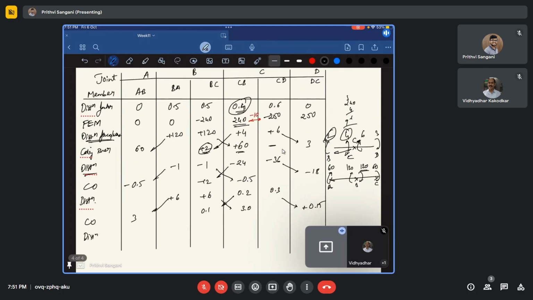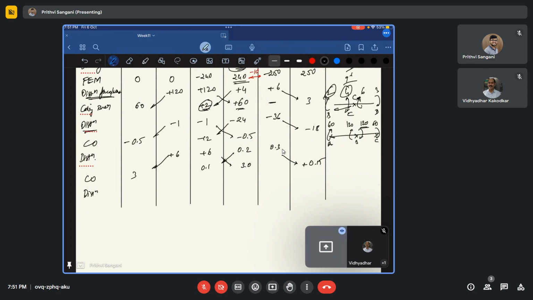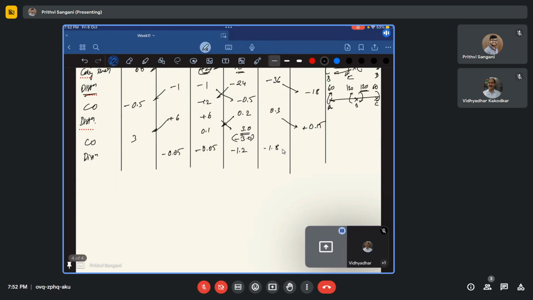So in BC we have 0.1, right? So I need to apply minus 0.1. Okay. So if I apply minus 0.1, this will get a share of minus 0.05, and this will be minus 0.05. And what happens at this point? So we have 3. So I'll apply minus 3 here. So I need to apply minus 3 rotation to nullify that carryover of 3. So if I'm applying minus 3 externally at the joint C, it will be distributed in terms of 40% and 60%, right? So 40% of 3 is minus 1.2 and 60% is minus 1.8. Fine. So now again it will be carryover.